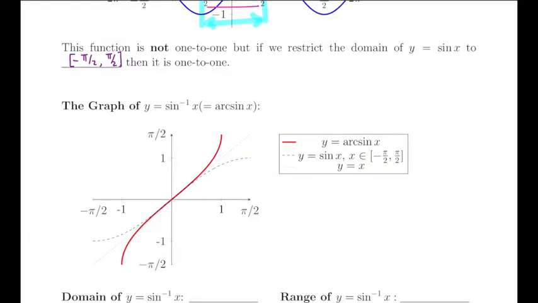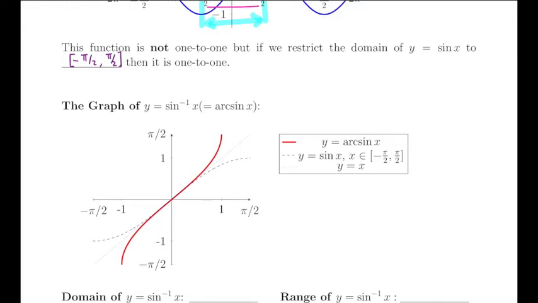So let's first look at what the graph of the inverse sine function looks like. Now the inverse sine function can be written like this, with the -1 as a superscript, or as arcsine x. I will be using them interchangeably. So as we discussed earlier, we know how to draw the graph of the inverse given the graph of the original function. This dotted curve is the sine function within the domain minus pi over 2 to pi over 2.